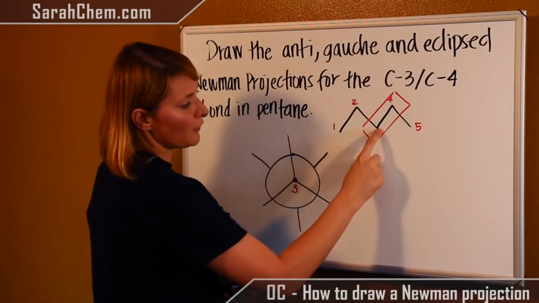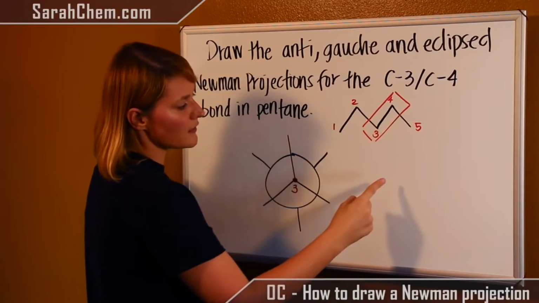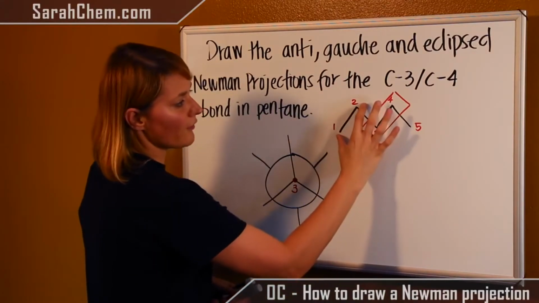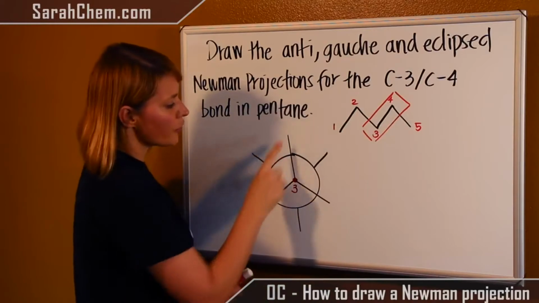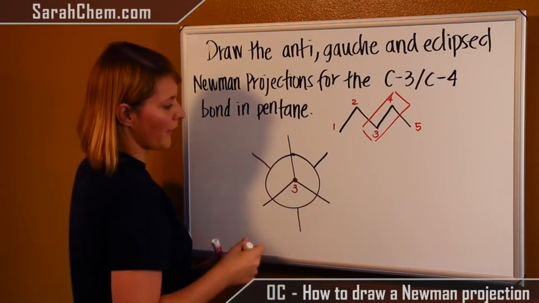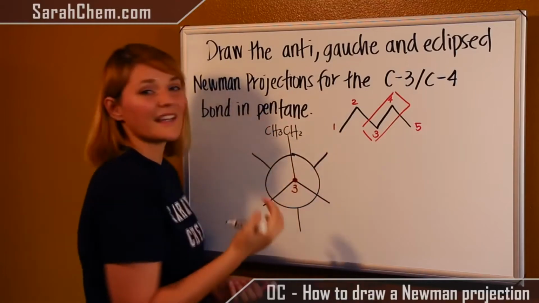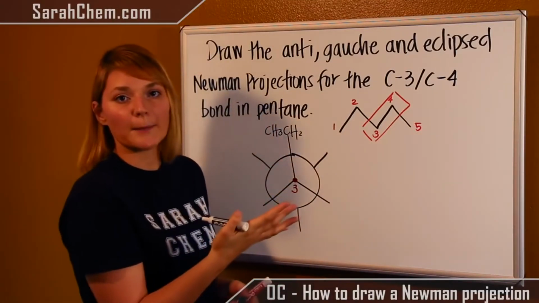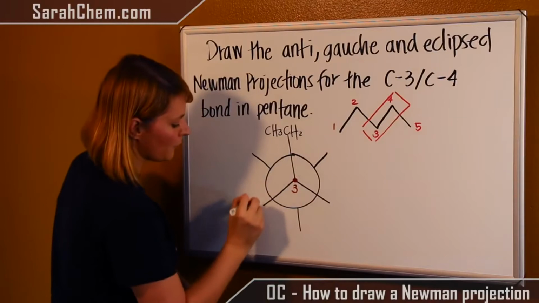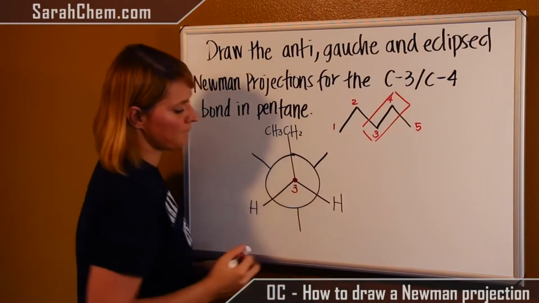So if I look at number 3, it would have 2 hydrogens attached to it, and it would also have this ethyl group coming off of it. So I'm going to add that information to these points. So over here, I'll put the ethyl. And it doesn't matter where you put it, that's just where I happen to choose. And on the other 2 points here, we'll put the hydrogen.